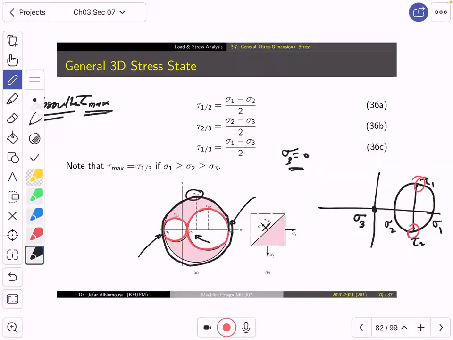What happened here is that you actually have sigma 3 equals 0. Therefore, you are forced to say, oh, there is another small circle over there between sigma 2 and sigma 3. And the scary sigma 1 and sigma 3 circle.